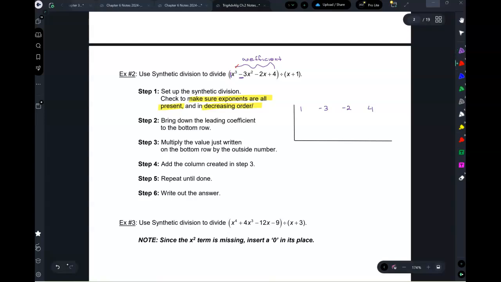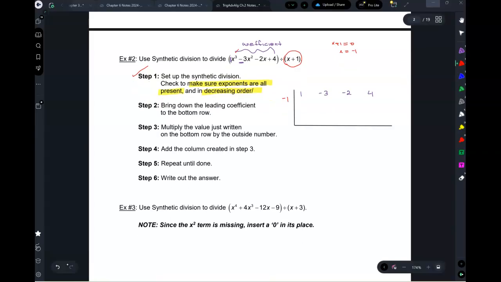So what goes outside? I take this term, always set it equal to 0 and solve for x. So now I get -1 and I put that here. Now my step 1 is done. Step 2: bring down the leading coefficient to the bottom row. Just bring that down here. Done.